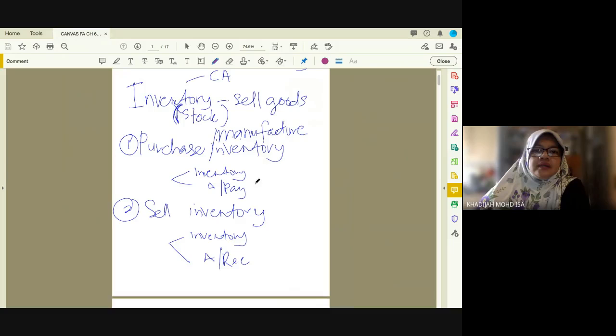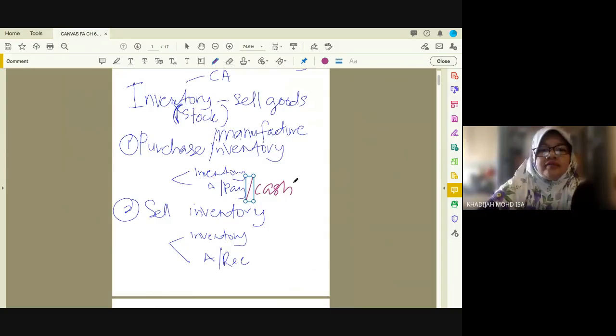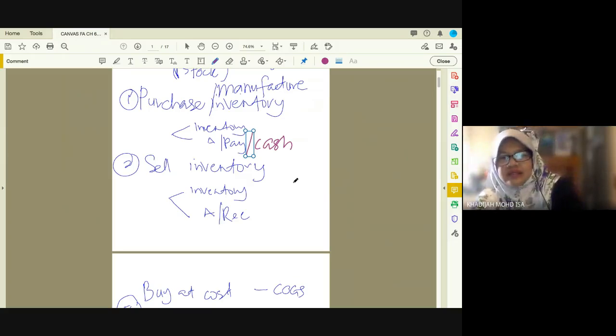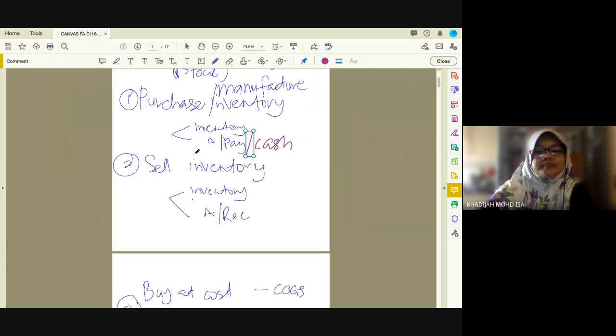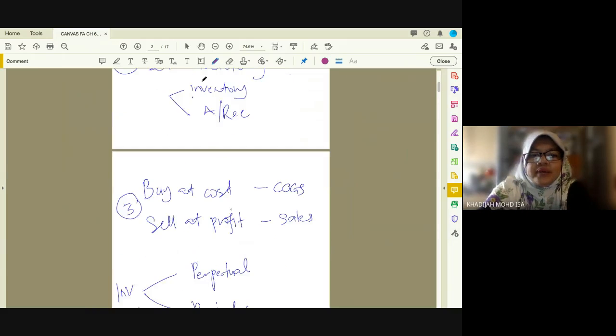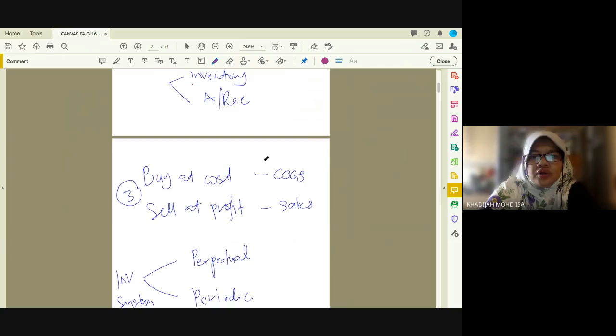Sometimes it's your cash rather than accounts payable. But when you sell your inventory, normally you will create accounts receivable, or you will receive your cash. Similarly, either you create accounts receivable or you receive your cash. And remember that when you buy at cost, that's how you record your cost of goods sold. And when you sell at a profit, you record that as your sales.